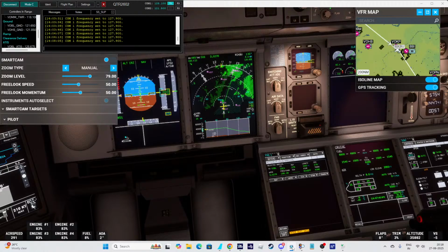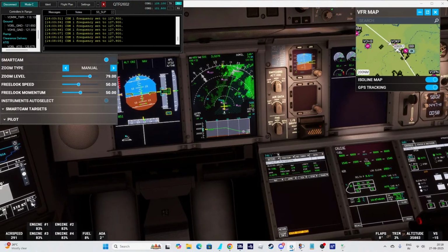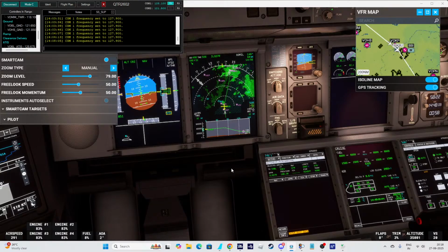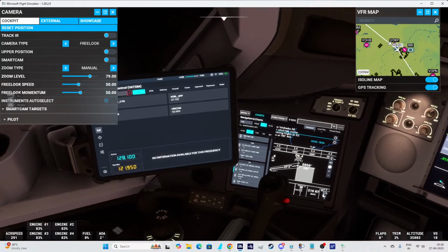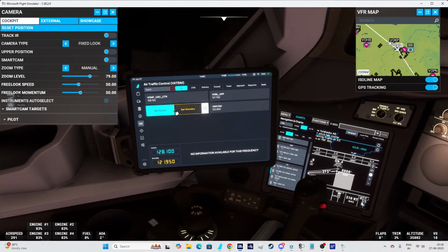Qatari 2602, requesting ILS runway 27 right. Qatari 2602, expect ILS approach runway 27 right, cleared RIKBU 7 Foxtrot arrival. Cleared RIKBU 7 Foxtrot arrival, Qatari 2602. Contact radar 124.5. 124.5, Qatari 2602. Air India 583, speed 180.